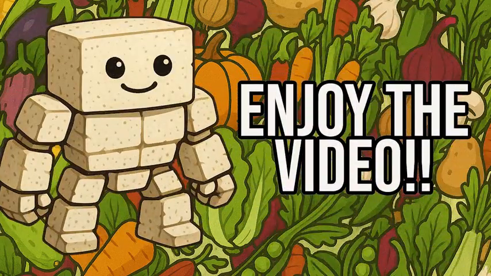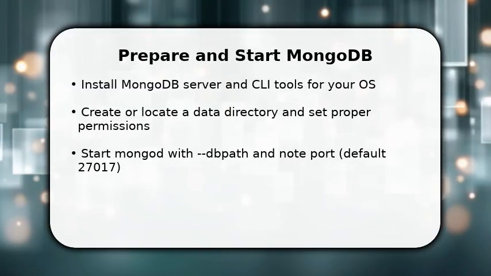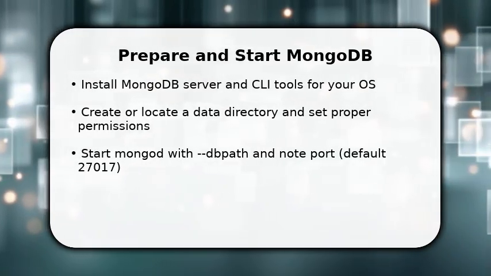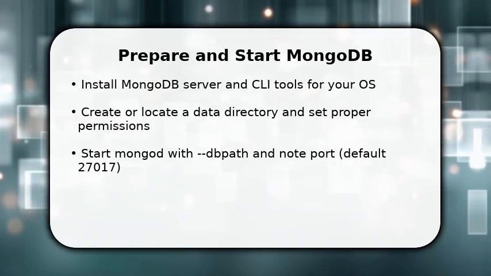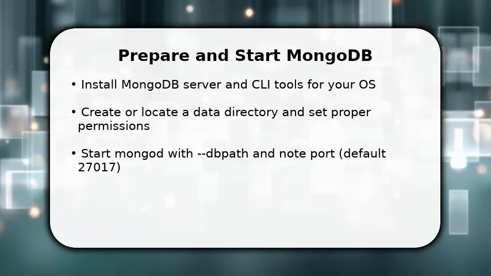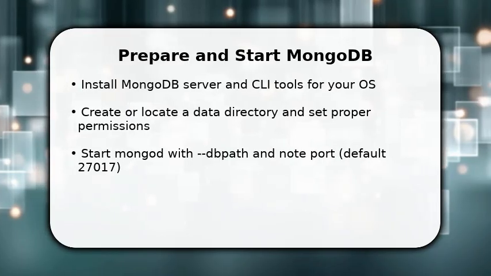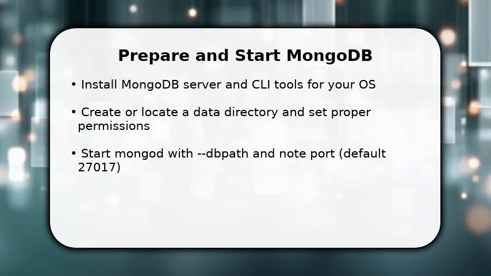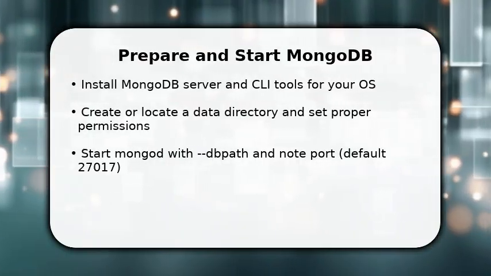Please enjoy the video. You will first ensure the MongoDB server runs locally or on your server. Start by installing the server and CLI tools, then create a data directory and grant your user access. Once done, launch MongoDB with an explicit DB path and confirm the port, usually 27017.